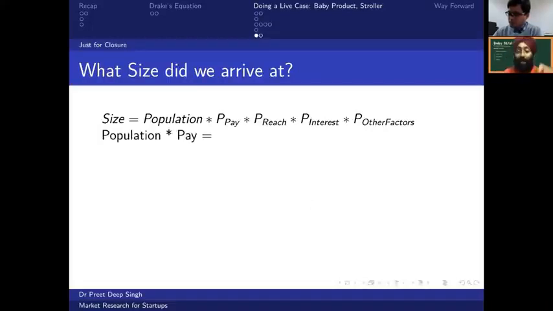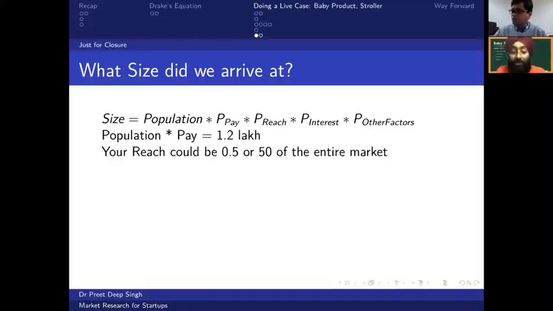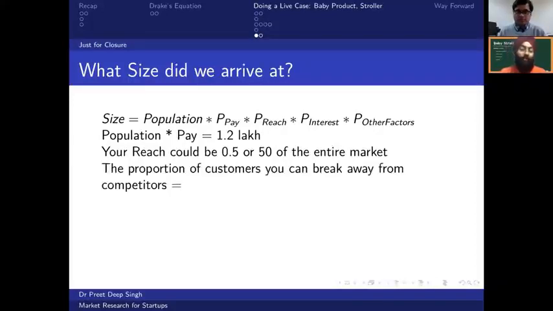We have already calculated population and proportion of the population that can pay, right? And what number is that? That number is 1.2 lakh, right? Now we thought of cities, we said maybe 10 cities. What is your reach? Let's say initially you can start in 5 cities, 5 of the 10 cities where most of your audience is, right? So that's 50% of the entire market.